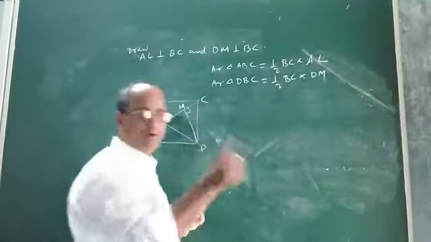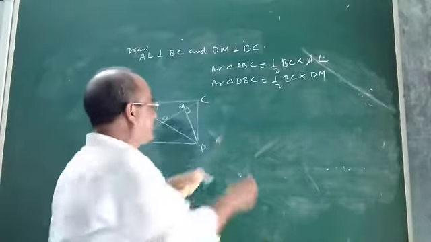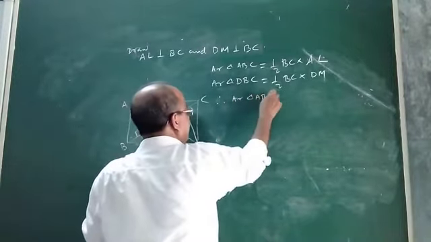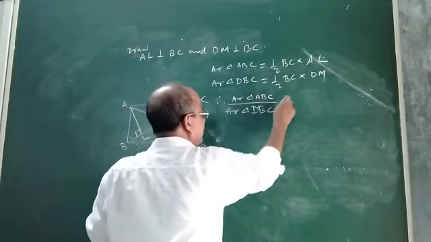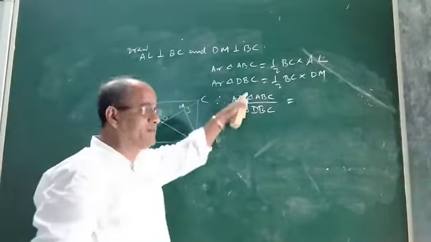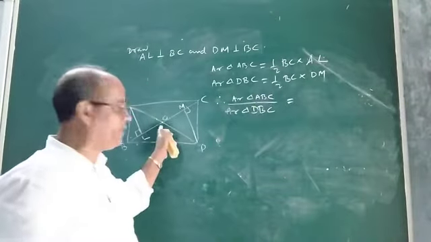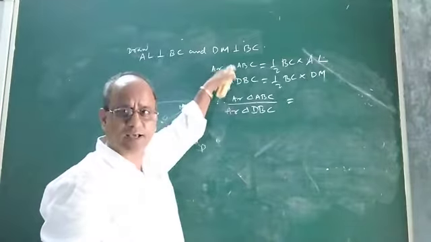Okay. Now what do we want to prove? We want to prove that the ratio of the areas of these two triangles, that is area of triangle ABC divided by area of triangle DBC, is equal to AO by DO. Okay. Now we got the areas of the two triangles.